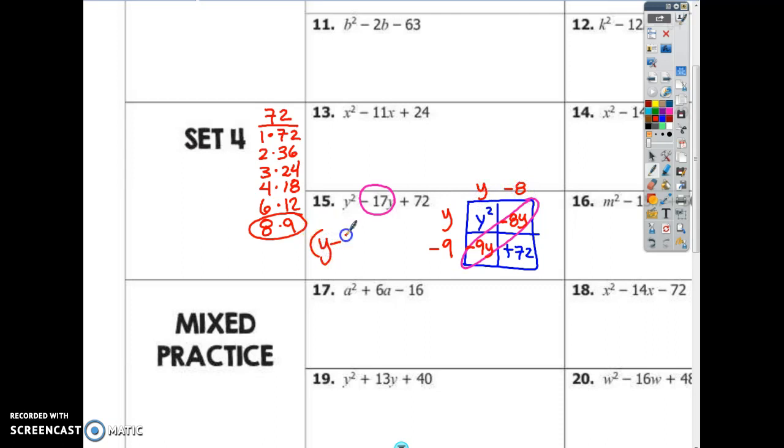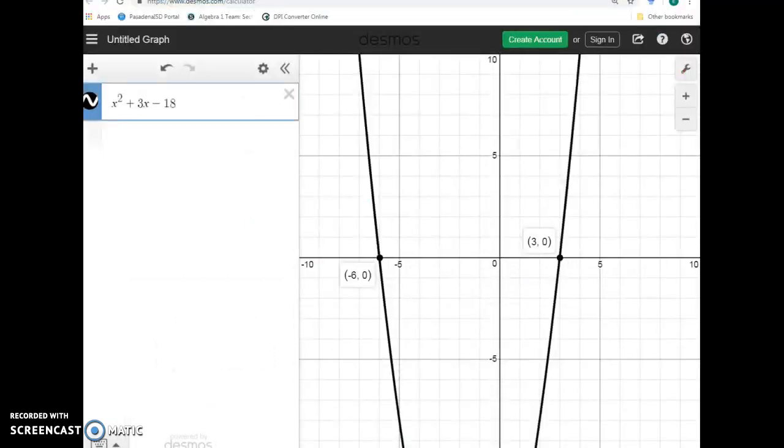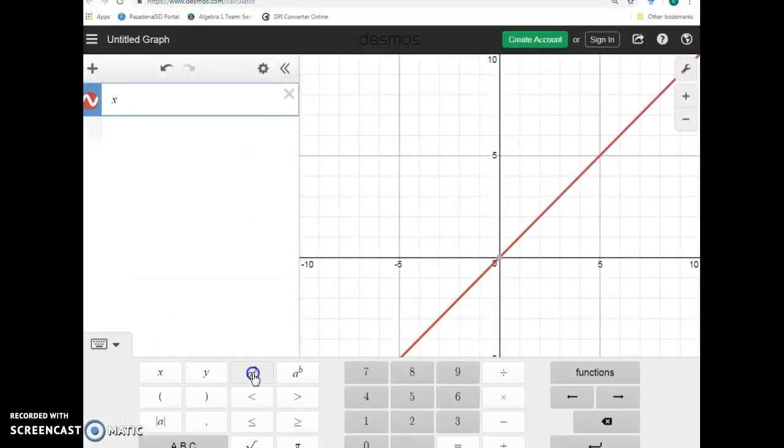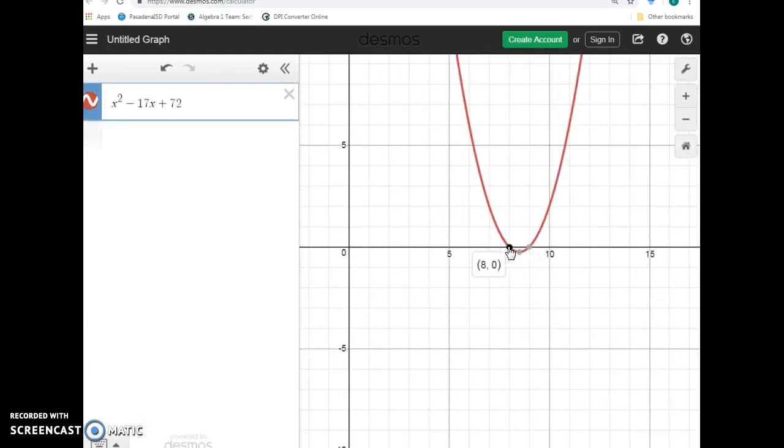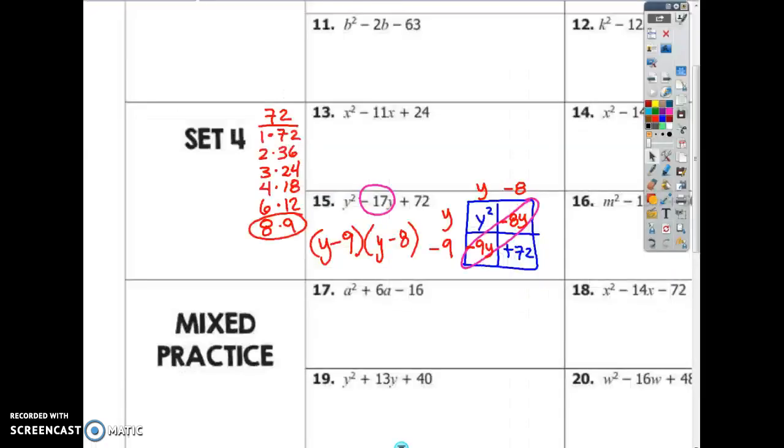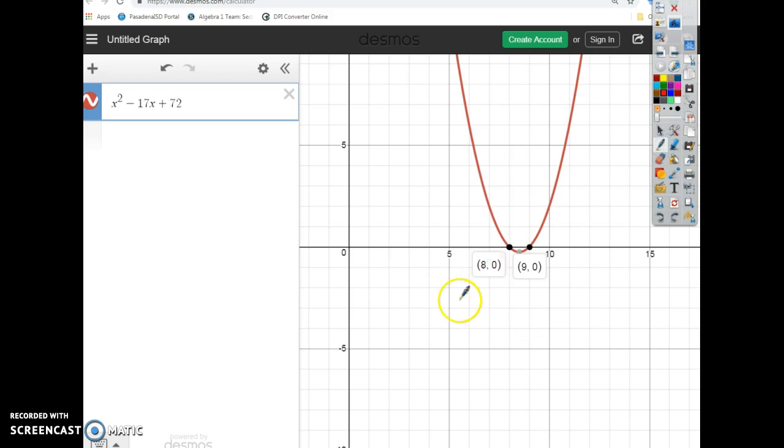Let's go check it in Desmos. And we're going to put x's, not y's. So x squared minus 17x plus 72. One solution is 8. The other solution is 9. If I change the symbols, it's x minus 8 and x minus 9. Okay? Again, change the symbols. So this becomes x minus 8 and x minus 9. Those are my factors. Okay?